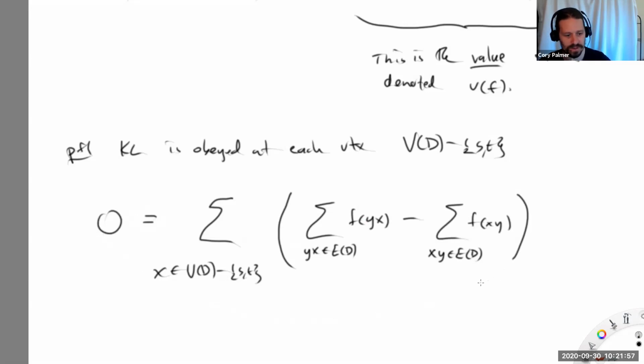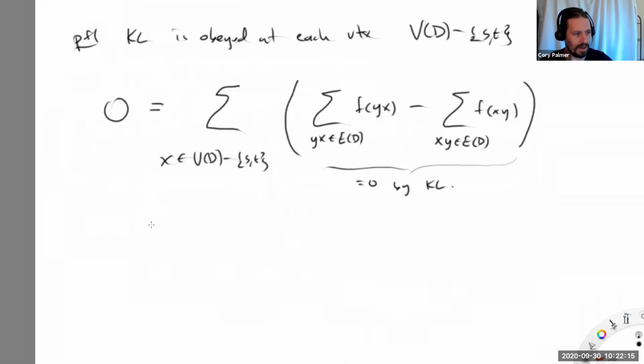And that's simple just because every term in this outer sum is 0, right? This equals 0 by Kirchhoff's law. Kirchhoff's law says that the inflow equals the outflow, has to be. So if I subtract them from each other, I get 0. So this equals 0 and I take a sum of a bunch of zeros. But now I want to recompute this in another way.